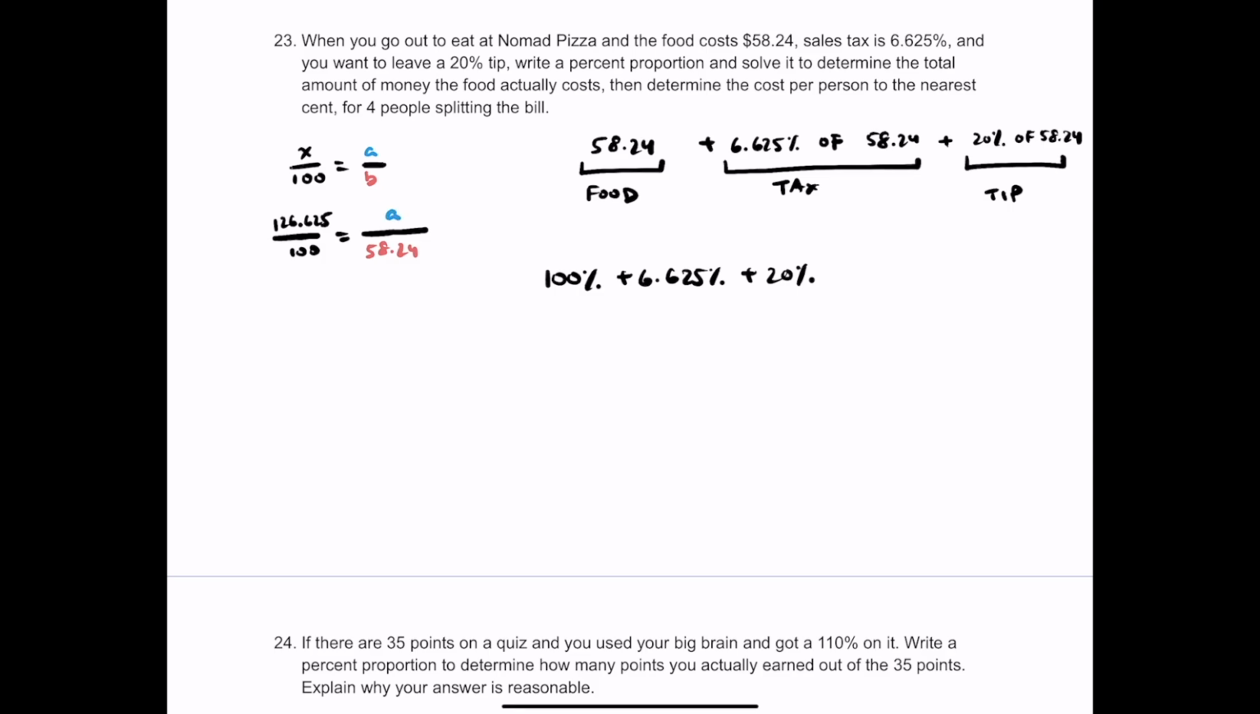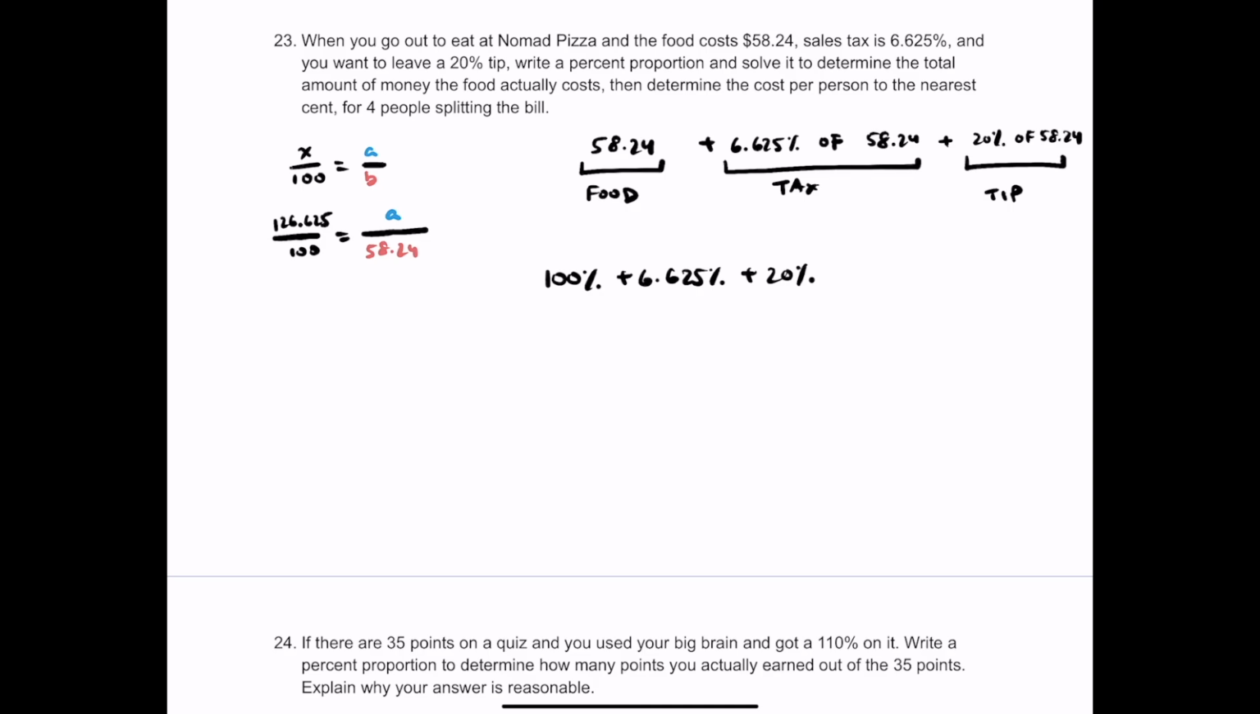So A is going to be what you pay. If this number here is larger than the total, then this should be larger than the total. So if the price of the food was $58.24, obviously you're not going to pay $58.24 because you also have to pay tax and tip on top. So this number's bigger, the value of A should be bigger as well. Okay, so this is our percent proportion.